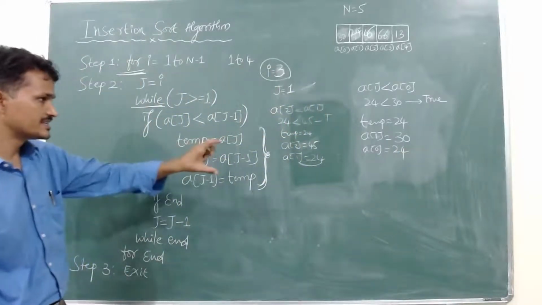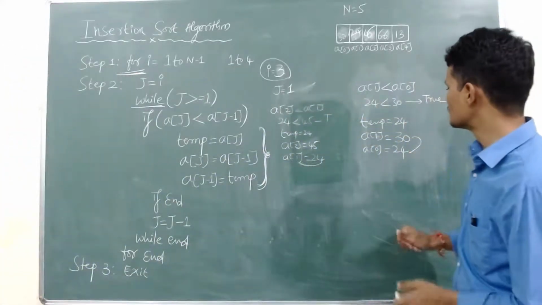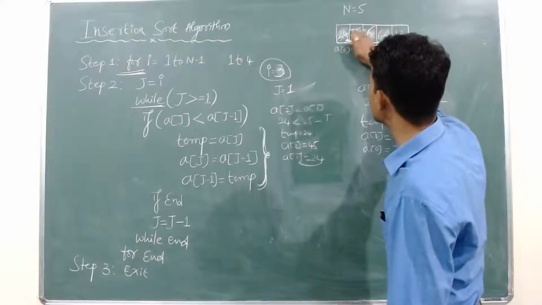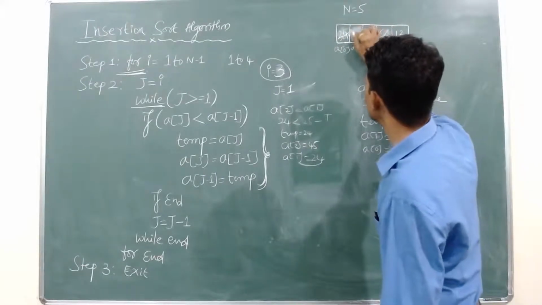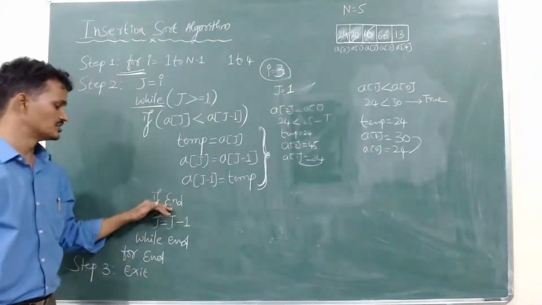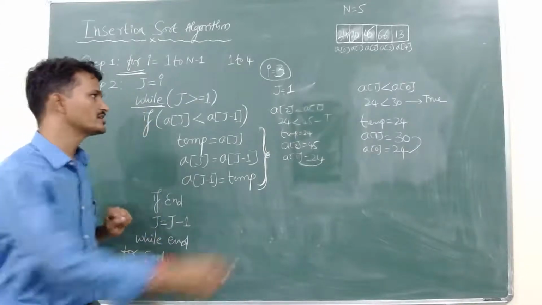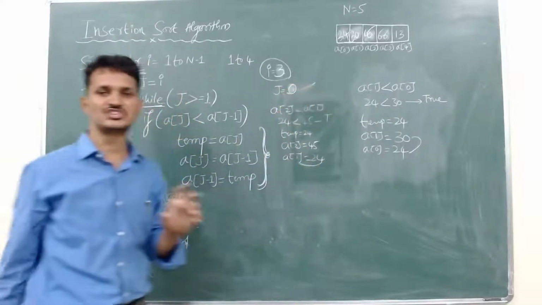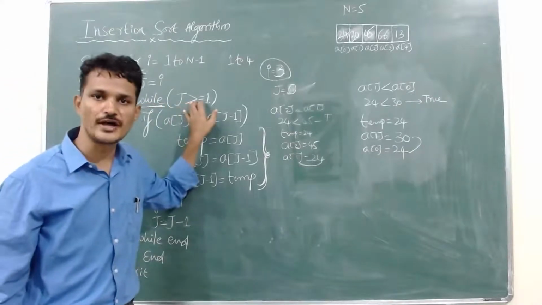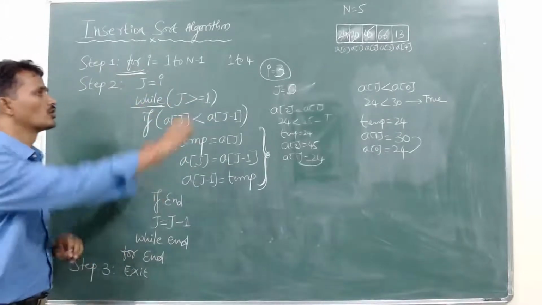Next, after executing this set of statements, look at a of 1 and a of 0. I'll just write here 24, the new updated value, and here 30. Okay. Then if ends here, and again j gets decreased by 1. 1 minus 1, j becomes now 0. Again, that updated value will go and check in the while loop. 0 is greater than or equal to 1. Condition false. Condition false means again it goes to the for loop.